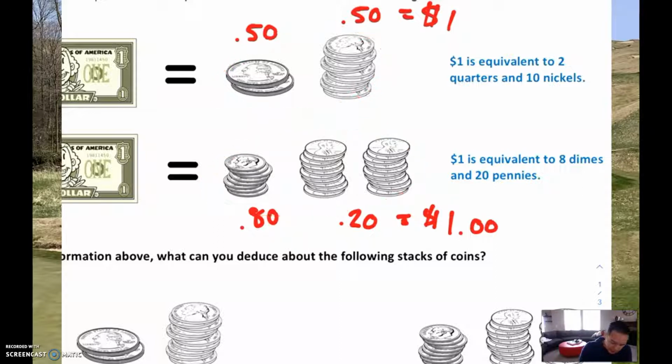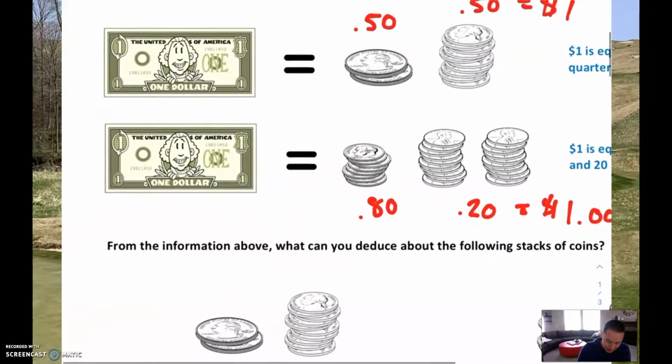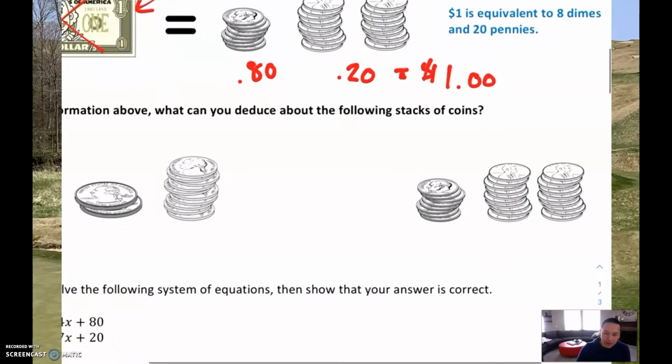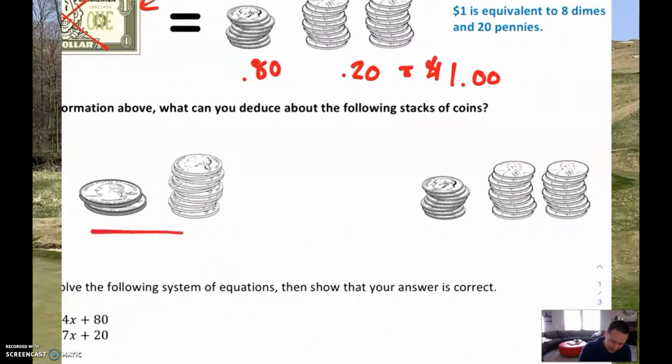So you could replace, think mathematically here, you could replace this dollar with this stack of change. So put that stack of change right over there, and you'd end up with this. You've got this stack of change, 2 quarters and 10 nickels, and this stack of change. What do you know about them? Well, they're both equal to each other. They're both equal to $1. So even though they look a little bit different, their values are still the exact same.